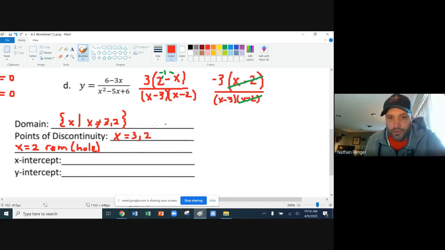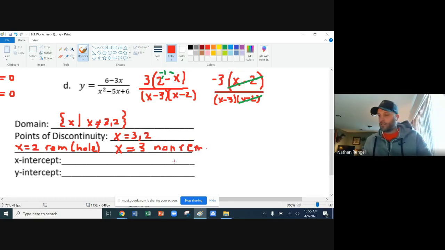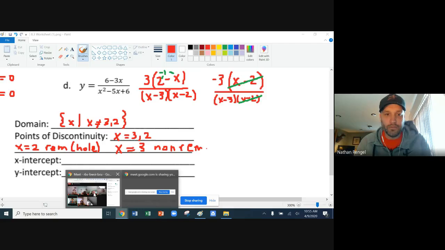And then non-removable, we had x equals 3, which we know now that anytime it's non-removable, that will form that vertical asymptote. So there's our results for our point of discontinuity. We'll head back to the calculator, we'll graph it, and we'll see all this stuff happening. And this time I'll show you a little bit more about the hole. At x equals 2, we won't see it on the graph, but in the table you'll see that point of discontinuity.